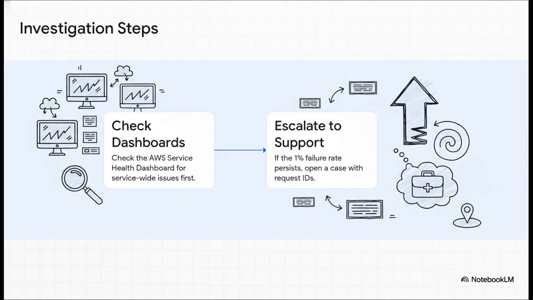And the good news is, the investigation is pretty straightforward. First things first, check the AWS Service Health dashboard. Is this a bigger AWS issue? If everything looks green there and you're still breaking that 1% rule, then it's time to escalate. Go ahead and open a support case with AWS. And here's a pro tip. Make sure you include the specific request IDs from your logs. That'll help them track down the problem way faster.